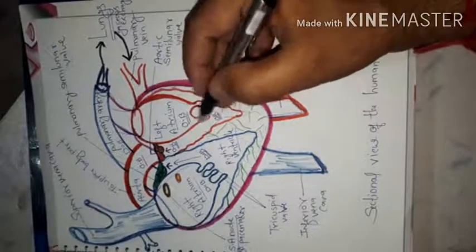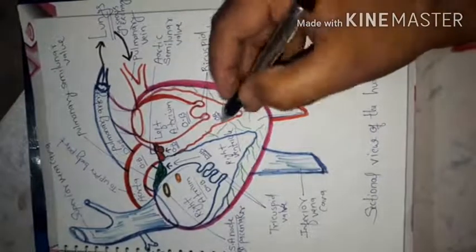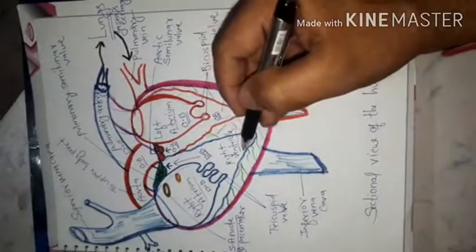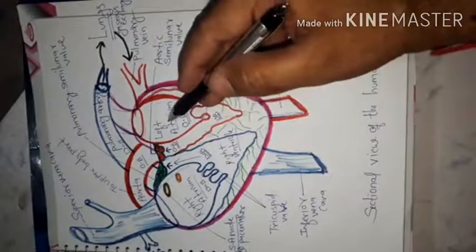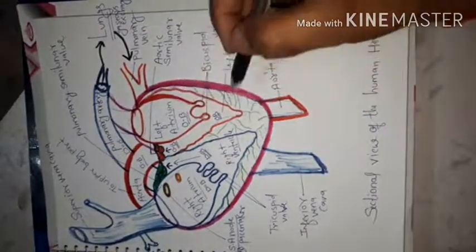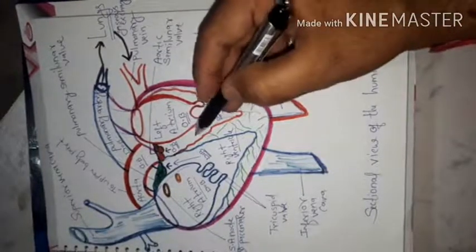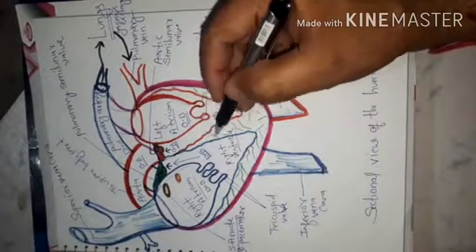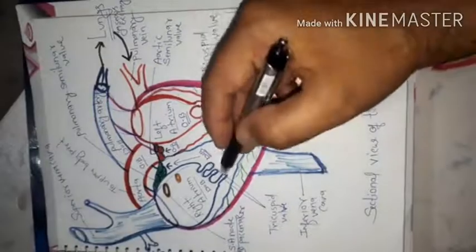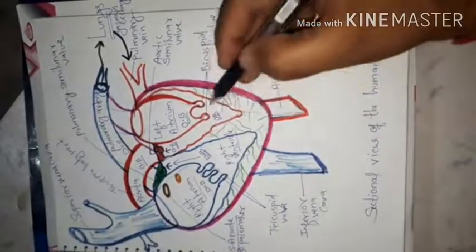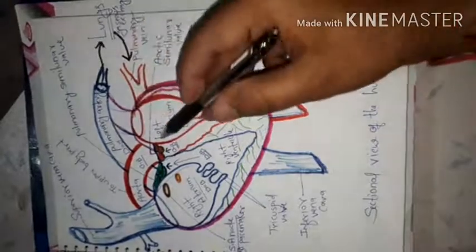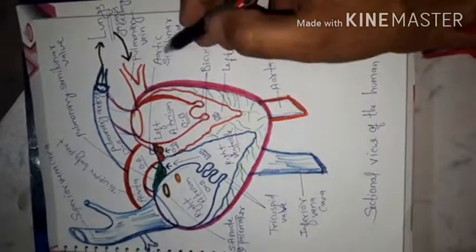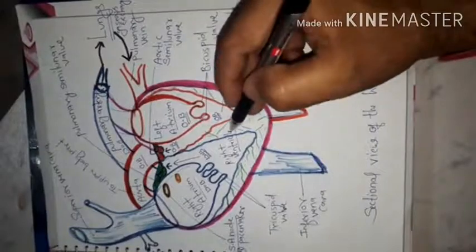These are some points to be noticed. In our heart, there are four chambers: right atrium, right ventricle, left atrium, left ventricle, and four valves are also present. This is the tricuspid valve, this is the bicuspid valve, this is the pulmonary semilunar valve, and this is the aortic semilunar valve. Hence, in our heart, four valves are present.